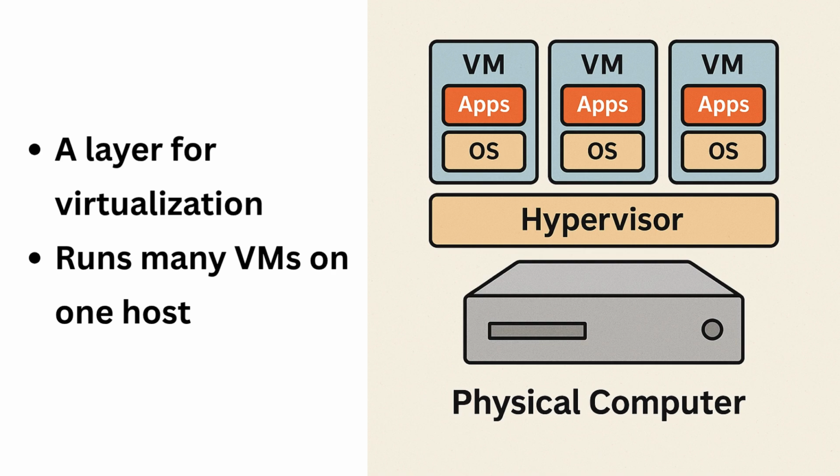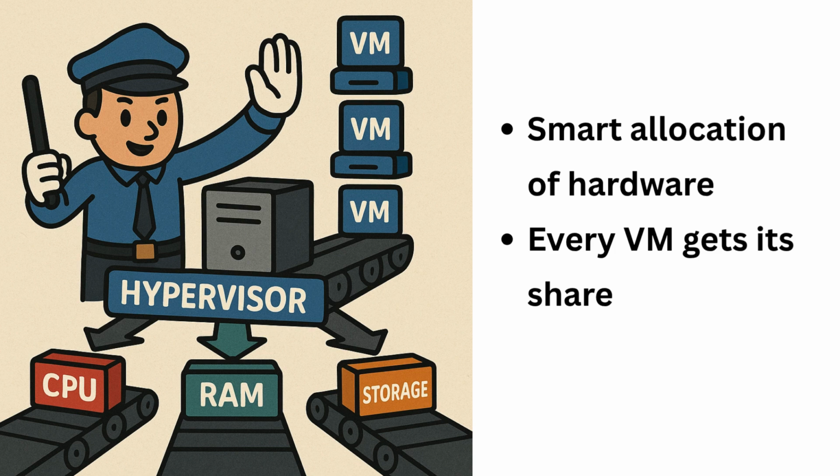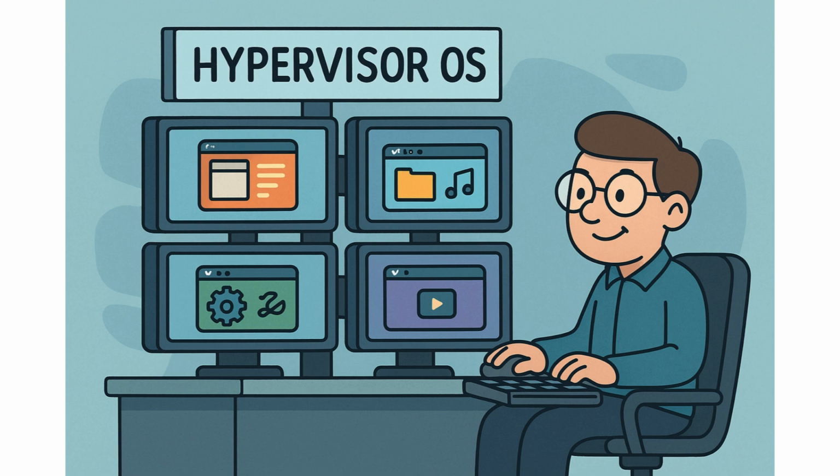A hypervisor is a special layer of software, or firmware, that lets you run multiple virtual machines, VMs, on one physical machine. It divides up your computer's resources, CPU, RAM, storage, and allocates them to each VM as needed. Think of it as the operating system that manages all your virtual computers.